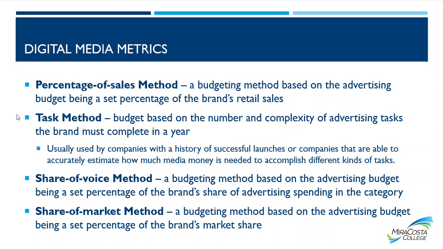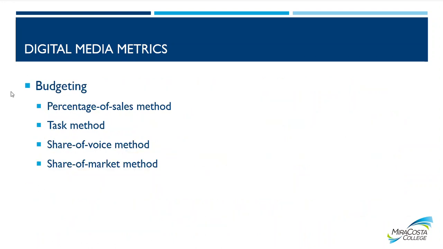Task method is the budget based on the number and complexity of advertising tasks the brand must complete in 1 year. So usually this is used by companies with a history of successful launches or companies that are able to accurately estimate how much media money is needed to accomplish different kinds of tasks. And the share of voice method is a budgeting method based on the advertising budget being a set percentage of the brand's share of advertising spending in the category. And share of market method is a budgeting method based on the advertising budget being a set percentage of the brand's market share. So again, this is all the different types of budgeting.